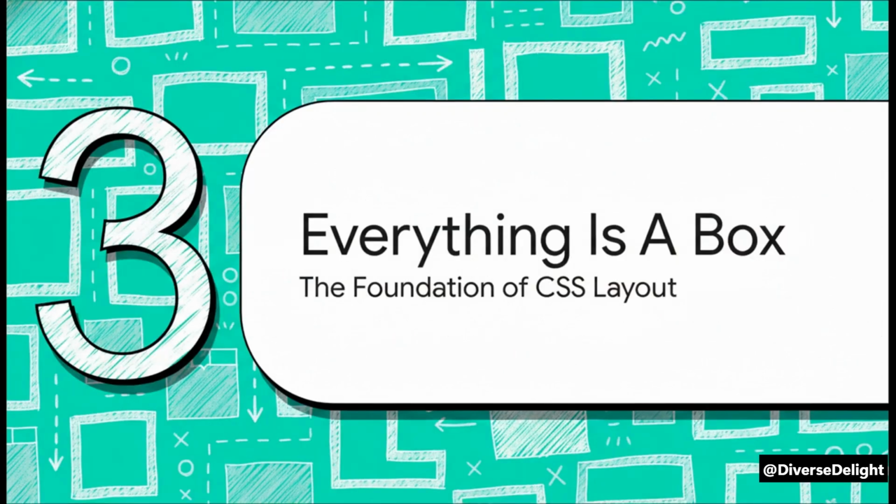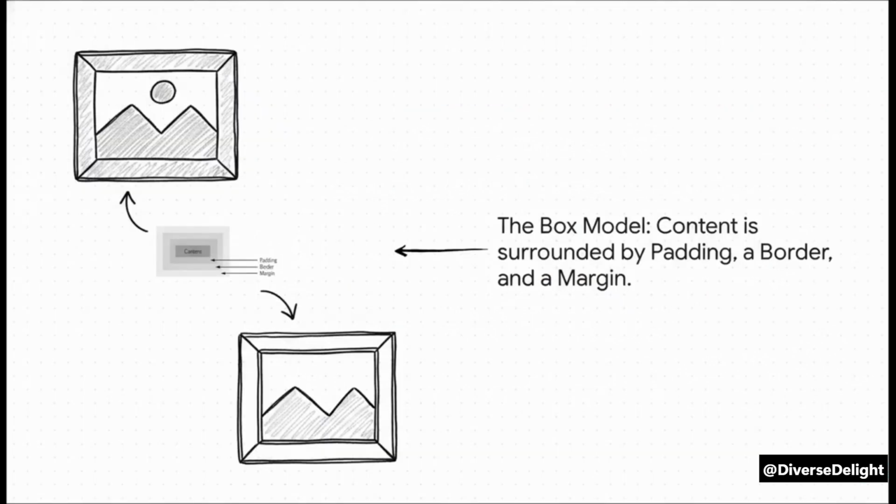Okay, now for what is arguably the most fundamental concept in all of CSS. Seriously, once you get this, everything else about layout just clicks into place. The secret is, every single element on your page is treated as a rectangular box. This right here is the CSS box model.